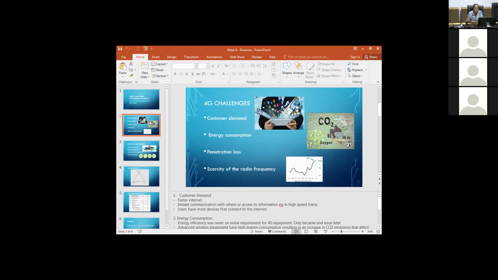Before I went into this, I wanted to know exactly why we needed to move to 5G and not stay with 4G. So I decided to highlight the challenges, which some of our other colleagues have highlighted. One was customer demand. Everyone wants faster internet, and everyone wants instant communication, whether they're on a train or in a conference room. And everybody has more than one device. For example, one person can have a phone, an iPad, and a laptop all connected to the internet. So the demand to be online has increased substantially, faster than I don't think they realized it would.